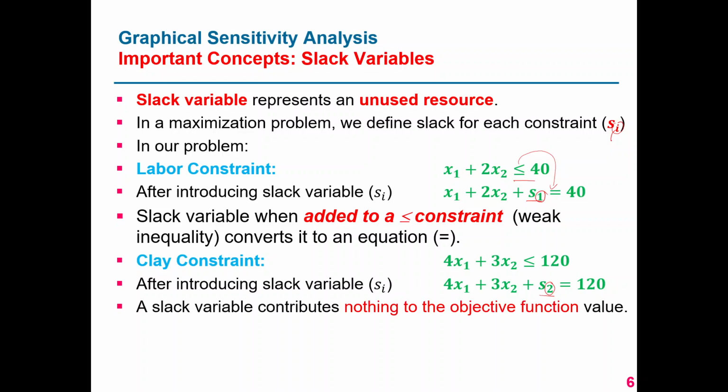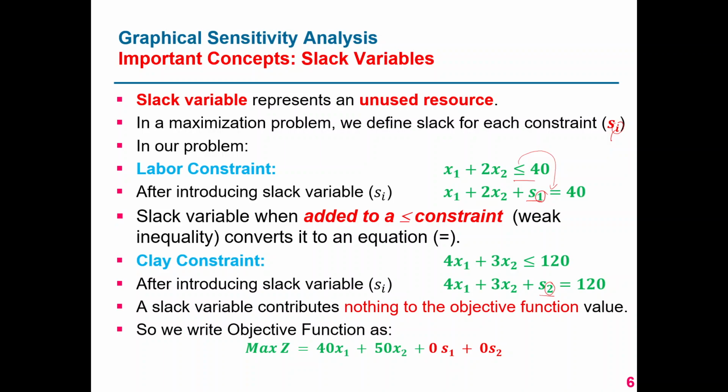Now these slack variables do not add anything to the objective function, but we still add them to the objective function, and they contribute nothing. To make sure that they contribute nothing, we will rewrite the objective function as 40x1 plus 50x2 plus 0s1 plus 0s2. So s1 and s2 are multiplied by 0, ensuring that they contribute nothing to our objective function.